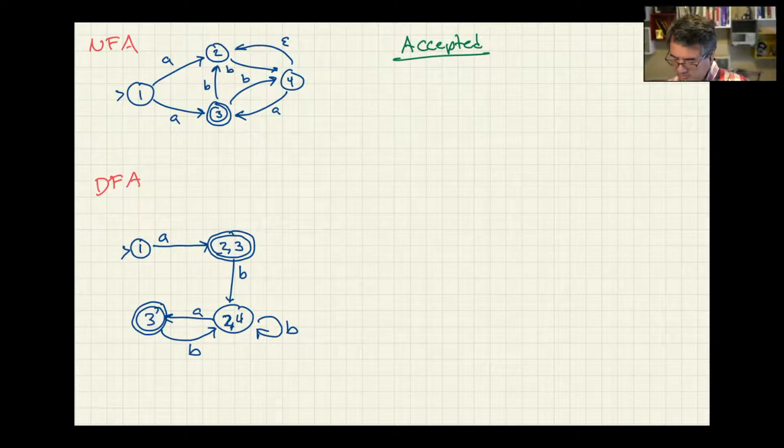What are some accepted strings for the NFA? One would be just A. Even though there's an A that takes us to a non-accepting state, there is one that takes us to an accepting state, so this one is okay. Also, what else could we do? We could do A, B, A.